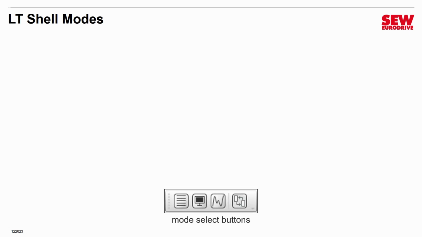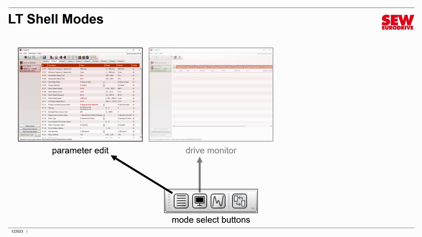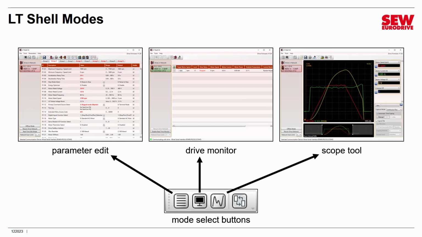As you recall, LT Shell has 3 different modes that you select with the Mode Select buttons. The one we covered in the last session was parameter editing. This is what you'll be using most of the time as you set up your VFD. However, there are 2 additional modes. There's the drive monitor, which allows you to monitor the drive when it's operating and also run it in manual mode. And then there's the scope tool, which is used for diagnostics and troubleshooting.